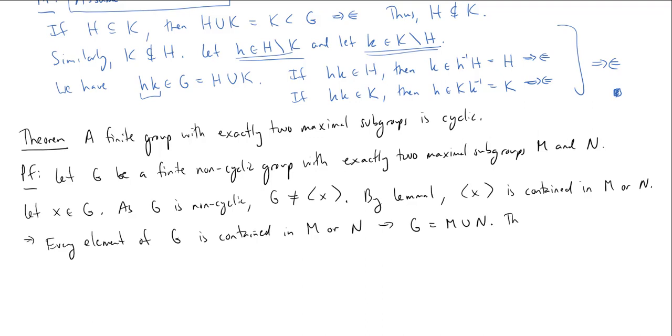Right? So this contradicts lemma 2, since M and N, being maximal subgroups, are proper subgroups. And it is impossible to write your group as a union of two proper subgroups. So that's it. That's the entire proof.